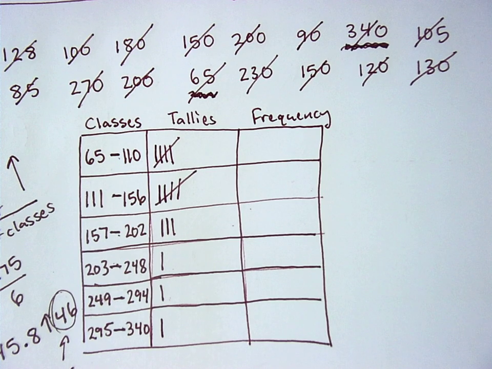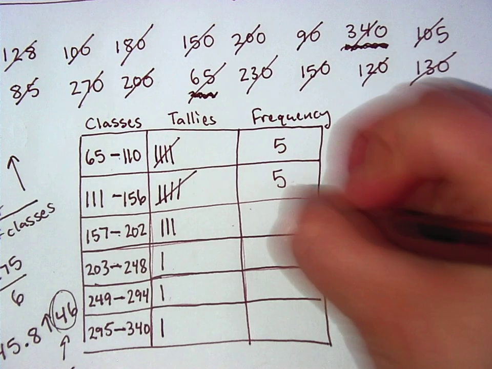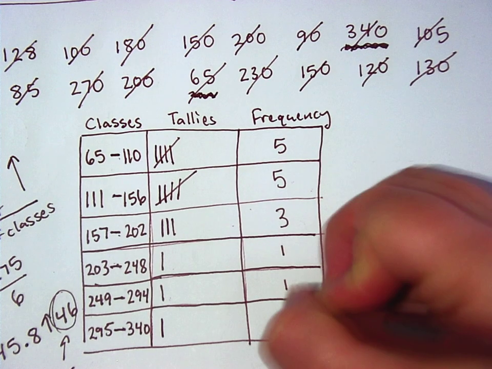All right, now there were originally 16 terms. A frequency is just a total or a count of your tallies. So 5 tallies in that first category, 5 in the next. This one was 3, 1, 1, and 1.